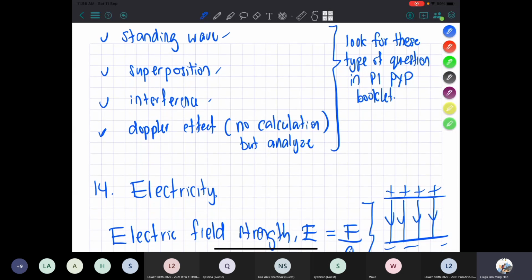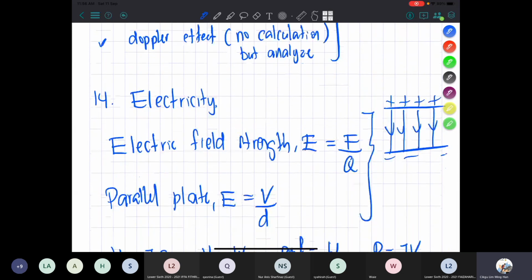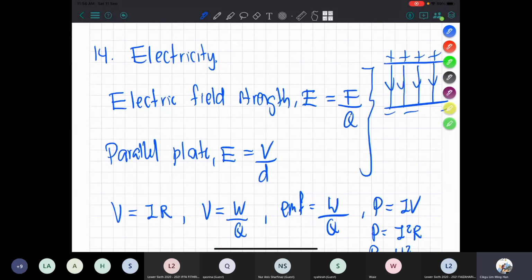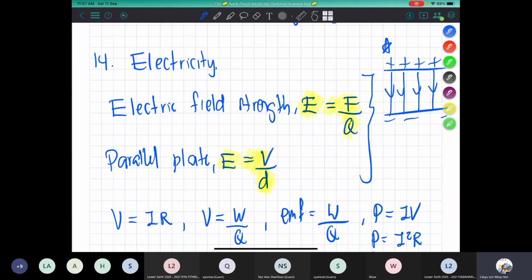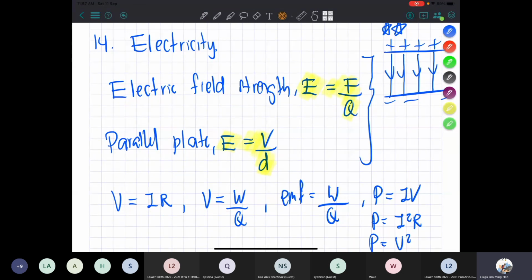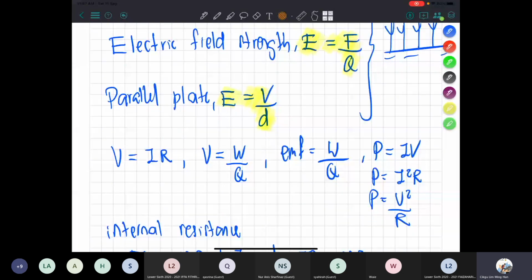And then we also have electricity. So electricity, of course, the first one is the electric field strength. So try to remember this formula, very important. This is for the parallel plate, and also remember the shape. I put a star there. This one will come out. You must be able to draw the shape of your electric field in the parallel plate.